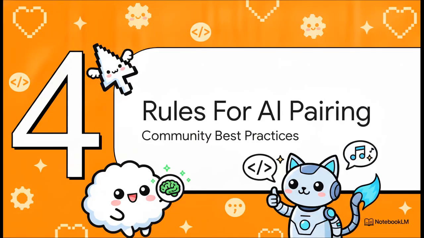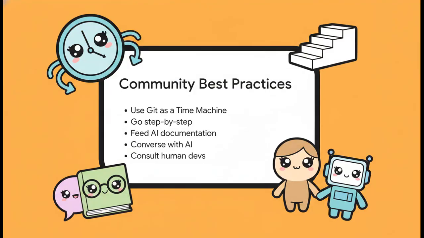Section 4. Rules for AI pairing. Best practices straight from the community. If you really want to master the process of AI pairing, these community rules are just absolute gold. First up, you have to use version control, like GitHub branches. Treat it like your personal time machine. Before you ask the AI to do some massive refactor, save your state, because when it inevitably breaks your entire app, you can just easily roll back the clock.